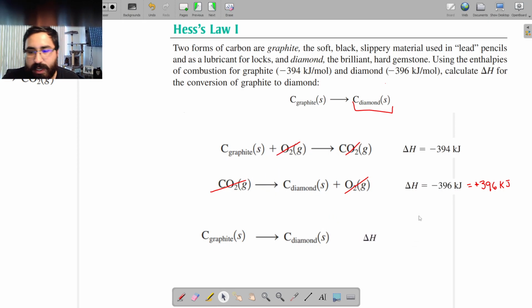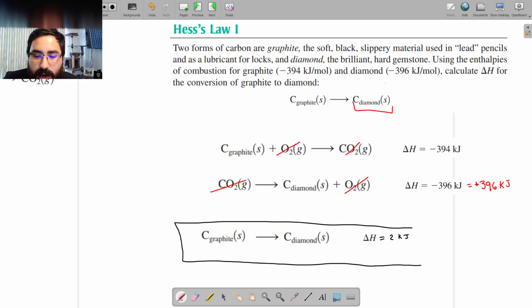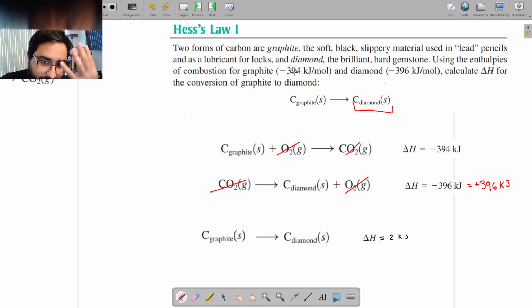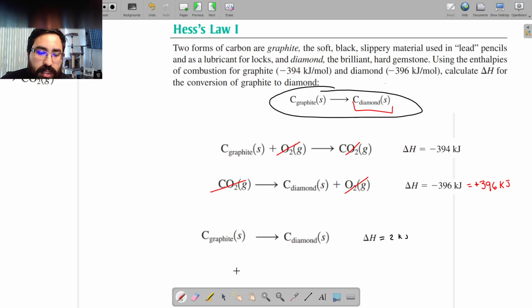So let's go ahead and do that. Let's add them up together, and it's not hard to add this up. 396 positive plus -394, that's equal to 2 kilojoules. So in order to get graphite to turn into diamonds, you got to input, because it's positive, 2 kilojoules or 2,000 joules of energy. All right, it's a process that requires you to put energy in. And that's basically it. So all you have to do is rearrange your equations, and then when they add up, everything should cancel except for the equation that you're looking for, okay?